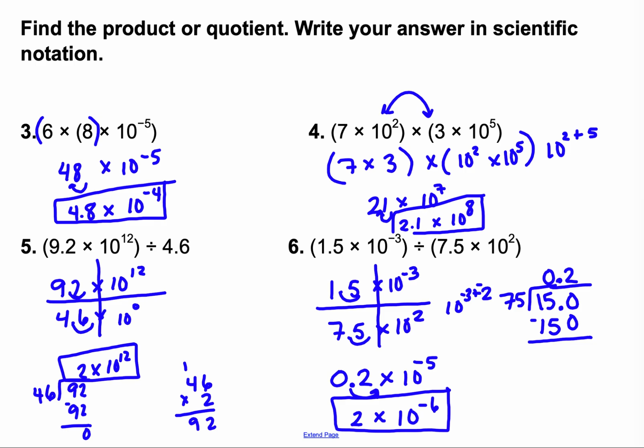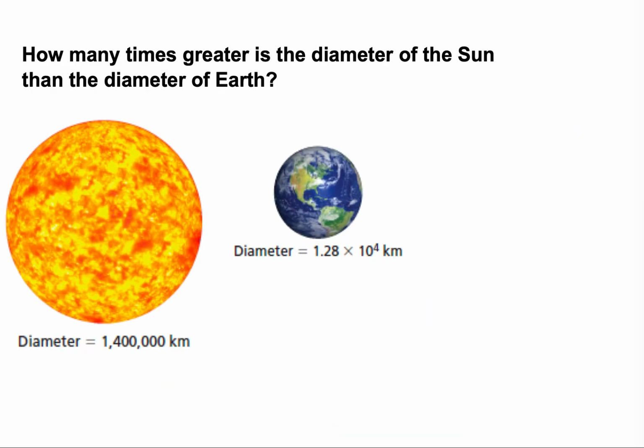All right, let's take a look at a story problem. How many times greater is the diameter of the sun than the diameter of the earth? When a story problem asks how many times greater, times makes it sound like multiplication, but how many times is division. If I want to know how many times something is, I have to divide to figure out how many times it goes into that thing. Okay, so we need to divide. We have to take the diameter of the sun, and we have to divide by the diameter of the earth.